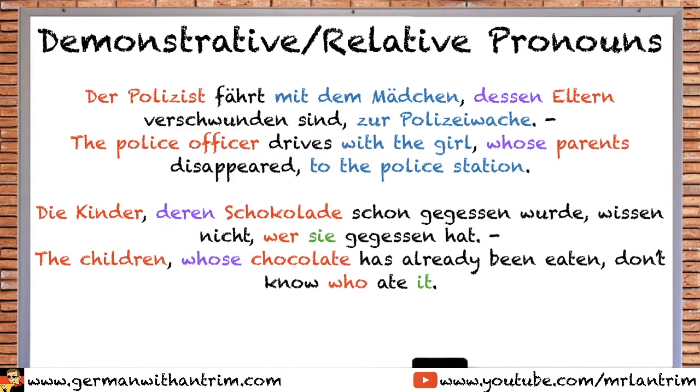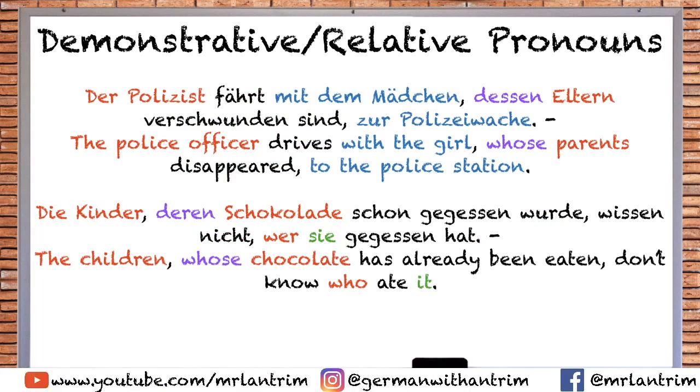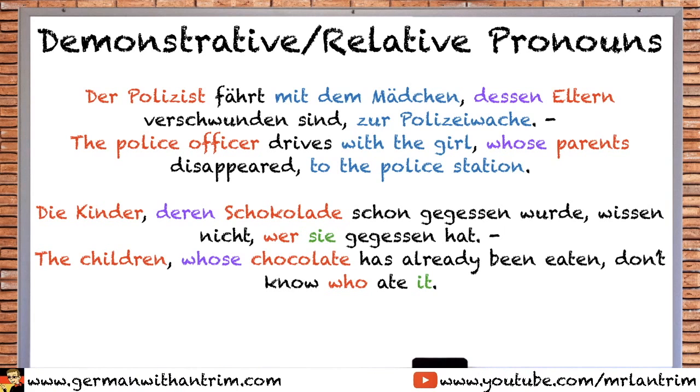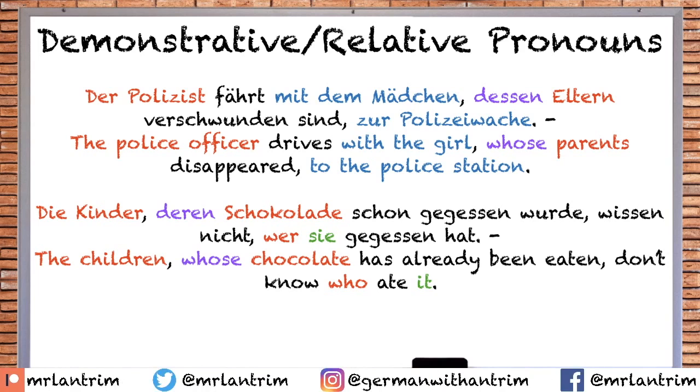More examples. Der Polizist fährt mit dem Mädchen, dessen Eltern verschwunden sind, zur Polizeiwache. So the police officer drives with the girl whose parents disappeared to the police station. In this case, we have Mädchen, which is a neuter noun, and so when we refer to that in the genitive case, we need dessen. Dessen refers back to Mädchen and shows us possession of the parents in that clause.